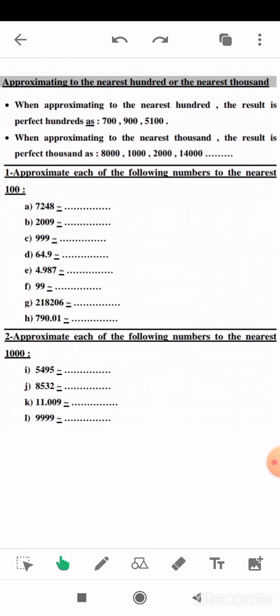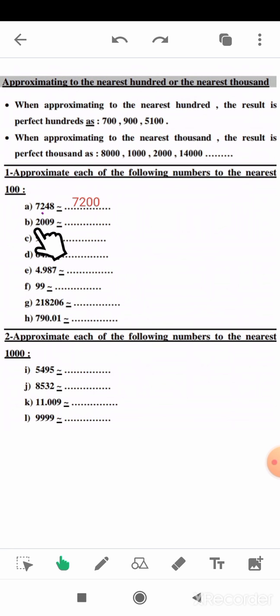If I want to approximate to the nearest 10, I will look at the tens. So I have here units, tens, hundreds. If I want to approximate to the nearest 100, I will look at the number before it. So I will find this 4. 4 is a poor number, so it is cancelled and I put 2 zeros.